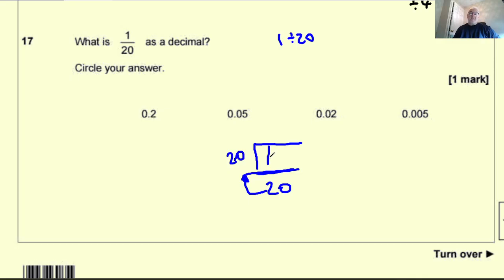So 20 is going to 1 0 times. Carry the 1 backwards. I'm going to put some zeros here. 20 into 10 goes 0 times. So that 10 goes backwards. 20 into 100 goes 5 times. So 20 goes into 1 0.05 times.